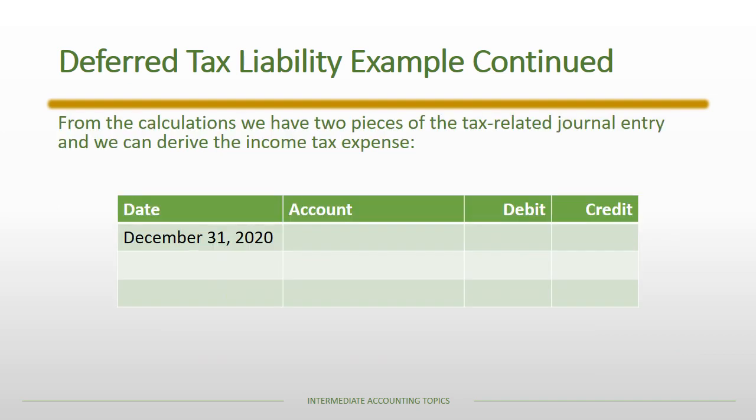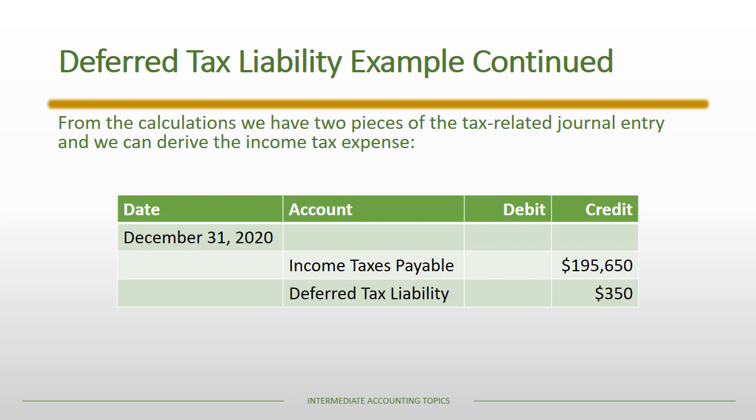Okay, so now going to our journal entry for 2020. We start with our income taxes payable, $195,650. And then we have our deferred tax liability of $350. And from that we derive our income tax expense of $196,000.